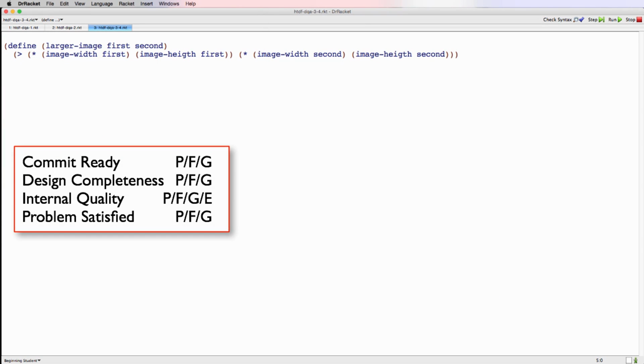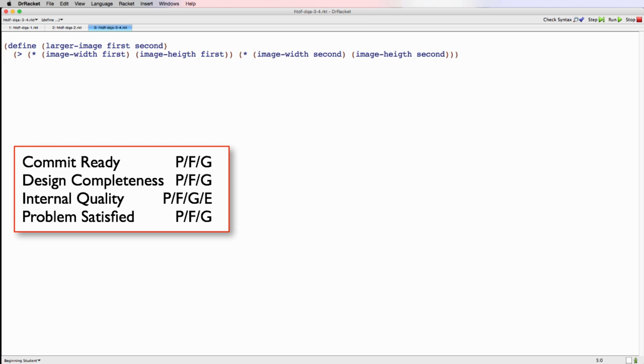And this is the last one we'll look at for this week. And, I think you could tell almost right away that this is bad. I mean, it's from the dark side of the force. Sorry. We can't ask ourselves questions about whether the design is complete, or in some sense we can, but there's no signature, no purpose, no check expects, no stub. There's just a function definition.